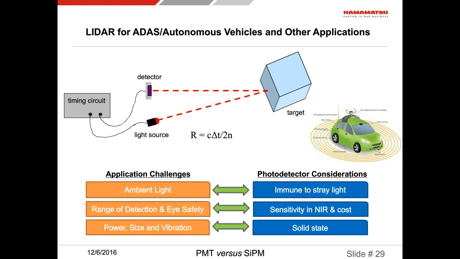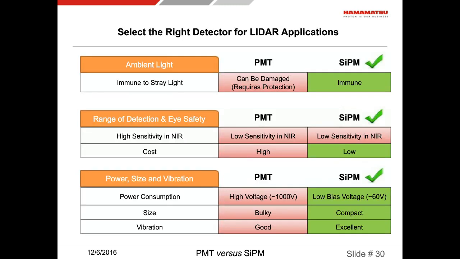We have to have a safe regime of electromagnetic radiation, so probably infrared. The devices should consume little power, should be resistant to vibrations, and the size should be small. And thus, the consideration for the photodetector is as follows: should be immune to stray light, sensitive in infrared or near infrared, should be inexpensive, and most likely solid state. Not surprisingly, if we compare the two detectors side by side, there is more green in the column for SiPM than for PMT.